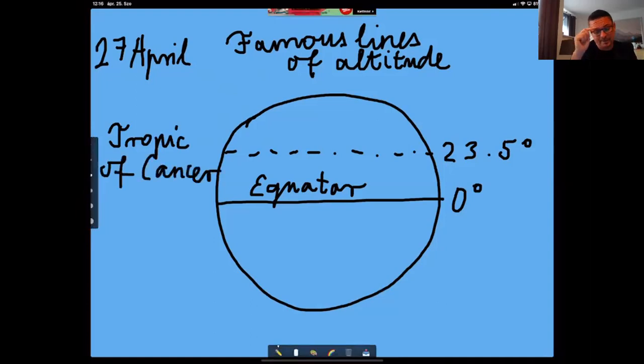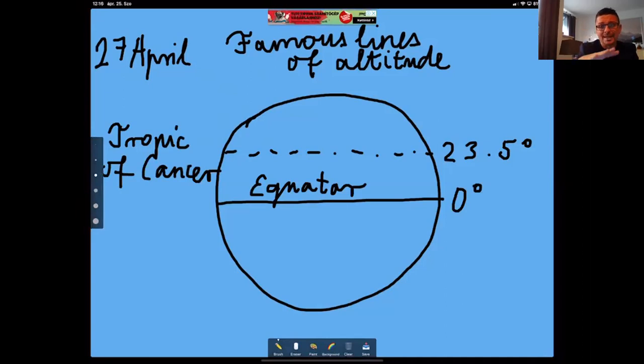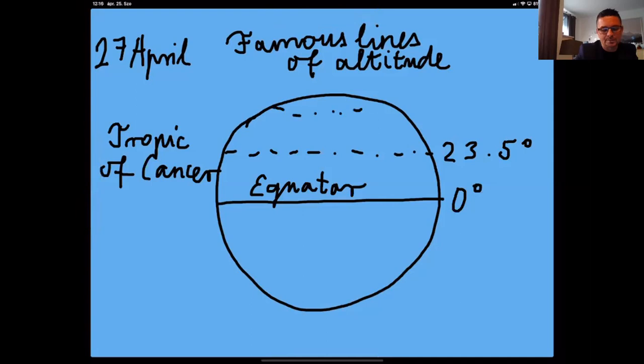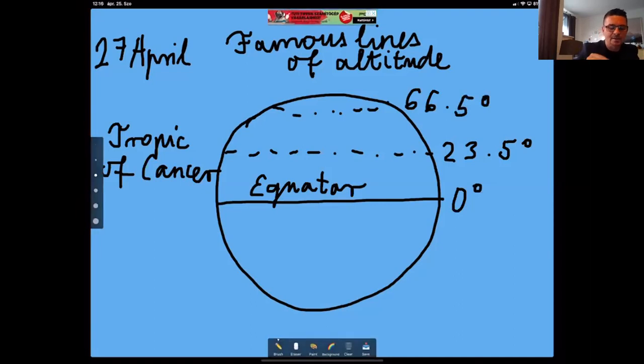The name comes from that actually the sun is at a position of the Cancer star constellation when there are certain special astronomical happenings in the sky. We can learn about these later on, but now this is not that important. The word tropical comes from the word tropic. So Tropic of Cancer is the name. The next one is at 66.5 degrees.